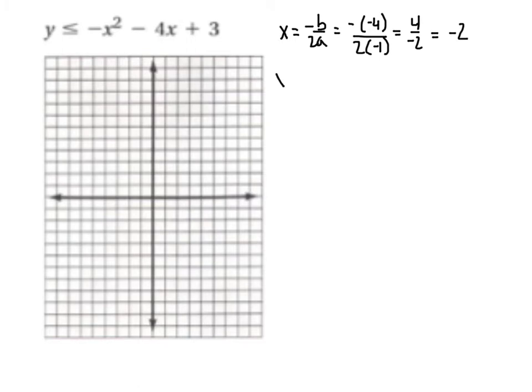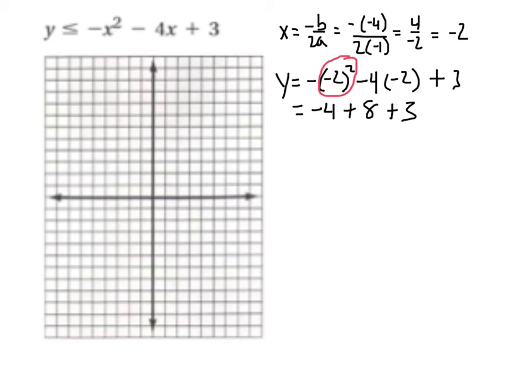We plug that back in. So we have negative x squared minus 4 times x plus 3. We're plugging in negative 2. Remember your order of operations. We need to do the exponents first. So negative 2 squared is positive 4, but then there's that negative sitting out in front. So we have negative 4 plus 8 plus 3. So what's our y value? Yeah, 7. That tells us our vertex is at negative 2, 7.